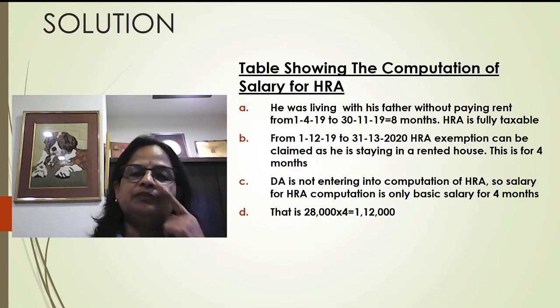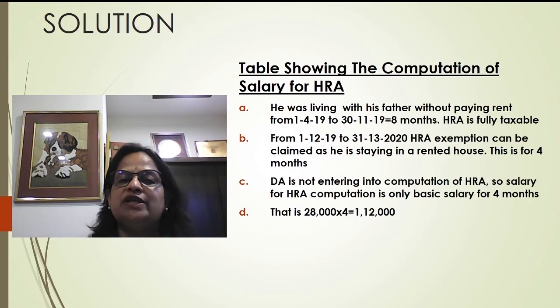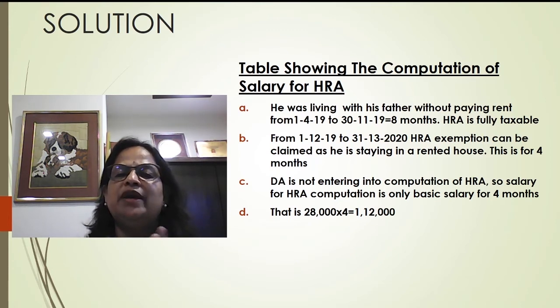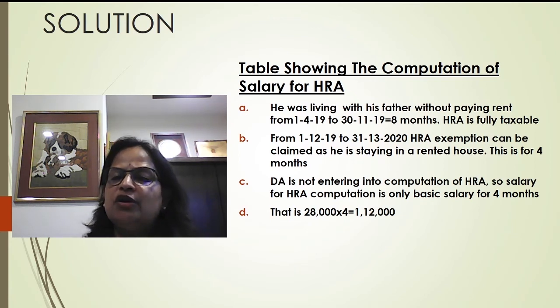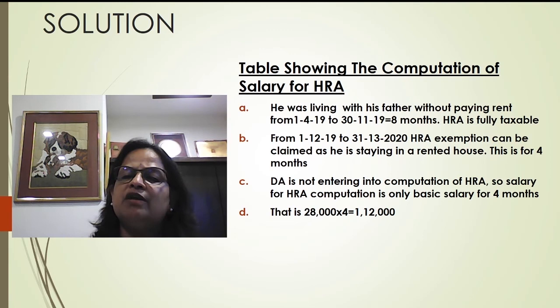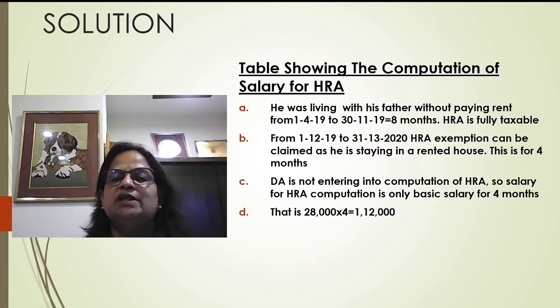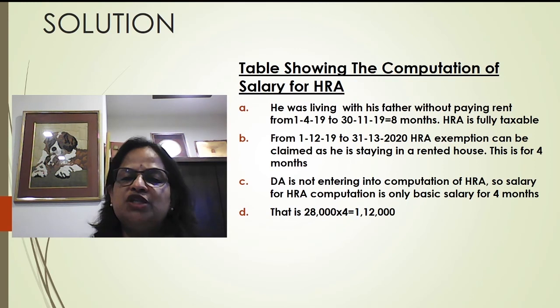So here, table showing the computation of salary for HRA. He was living with his father without paying rent from 1/4/19 to 30/11/19, April 1st to November 30th, 8 months. HRA is fully taxable. 1/12/19 to 31/3/2020, that is 4 months, HRA exemption can be claimed as he is staying in a rented house. DA is not entering into computation of HRA, so salary for HRA computation is only basic salary for 4 months. There is no commission in this question. So that is 28,000 into 4, 1,12,000.